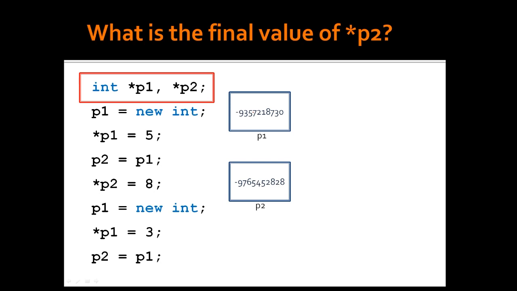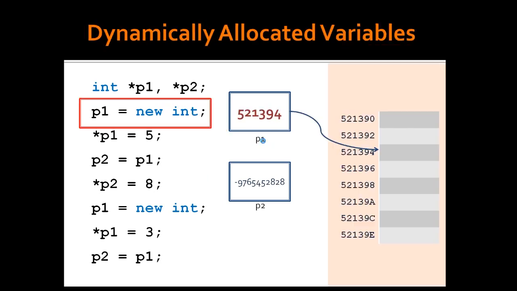All right, so like I said, what is the final value of *p2? So you're trying to figure out, after this code runs, what is the value of *p2 here? What we're going to do is start with these two variables. Currently they're uninitialized, which means they're just pointing to random locations.